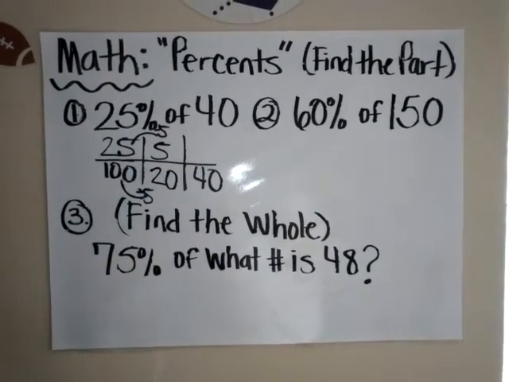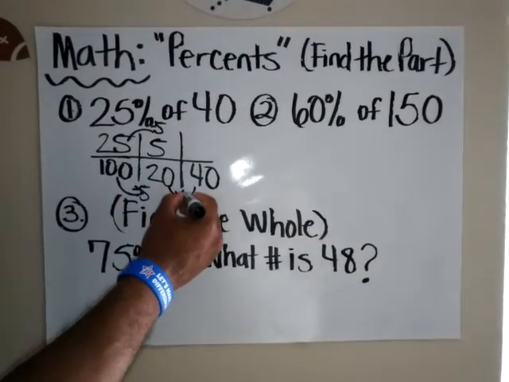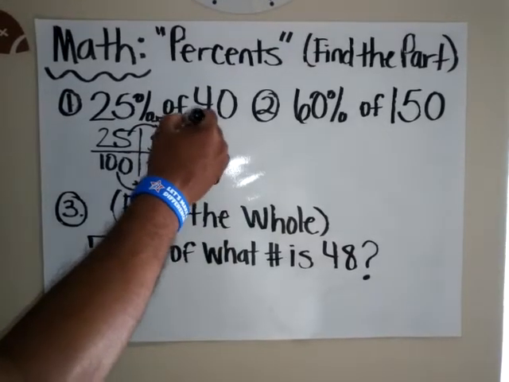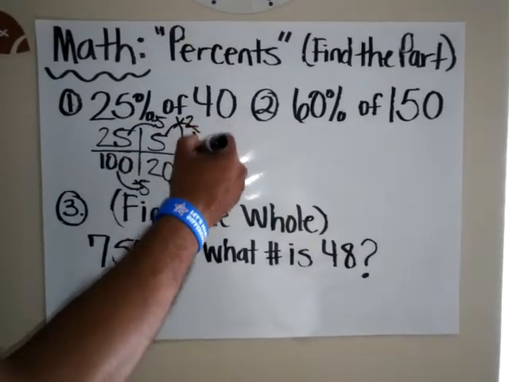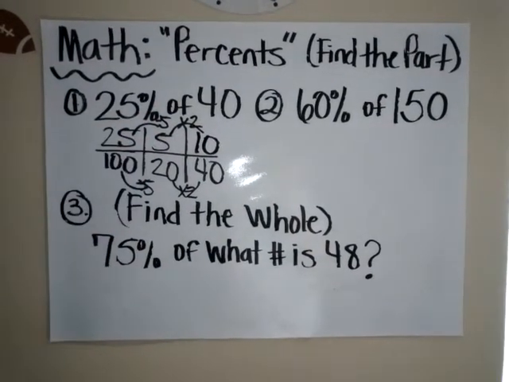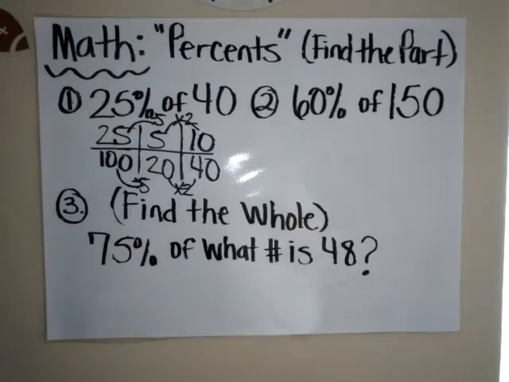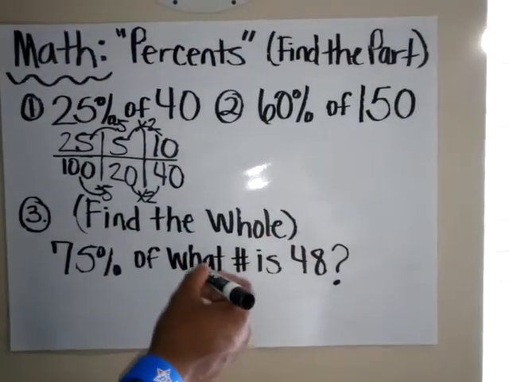Now, within this ratio table, you can see I can get from 20 to 40 by multiplying by 2. Whatever you do to the bottom, you do to the top. So now 5 times 2 is 10. So 10 is 25% of 40. Again, using a ratio table. All right, second problem. We're going to follow the same process.